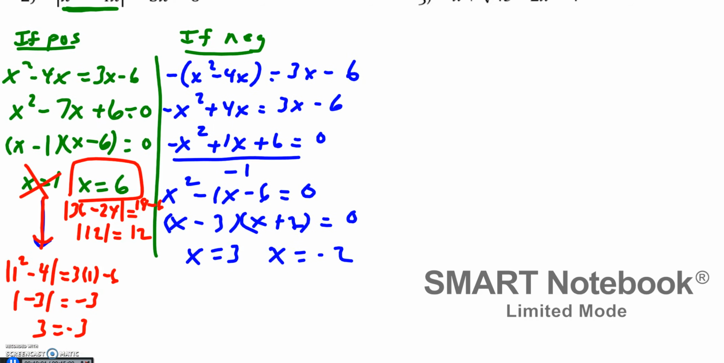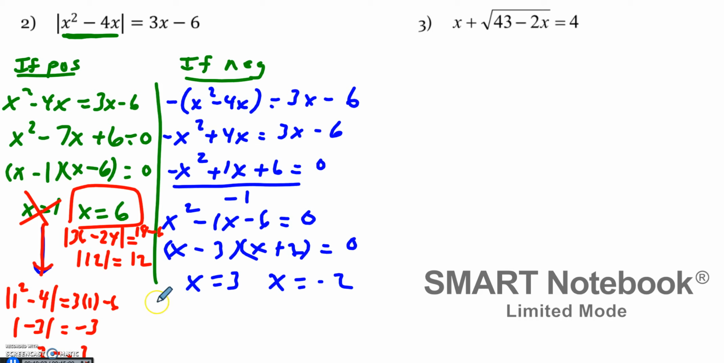If I take 3 and plug it into the original, does the absolute value of 9 minus 12 equal 9 minus 6? Or does the absolute value of negative 3 equal 3? Yes, it does. 3 equals 3 is true, so this one works.